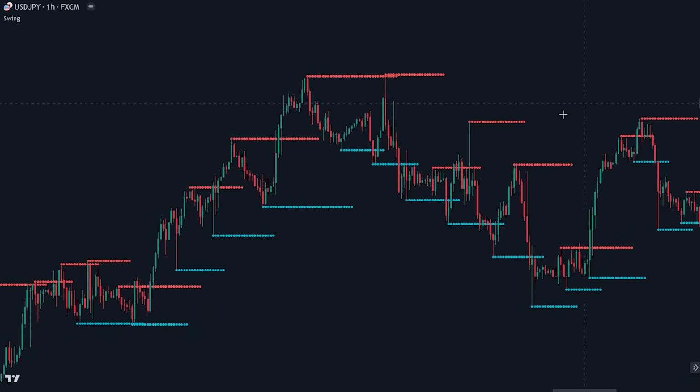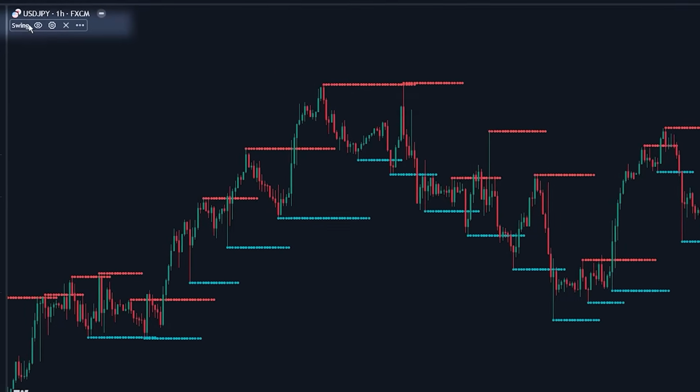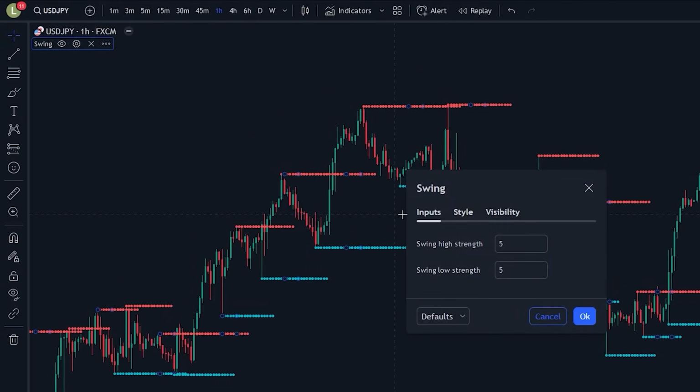This indicator plots dotted lines that represent swing high and swing low points that can act as both support and resistance zones. Since the settings of the indicator aren't optimal yet, let's adjust them. Navigate to the Indicator's Settings tab and click on the Input tab.